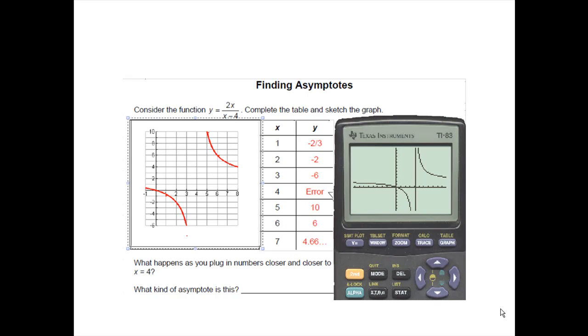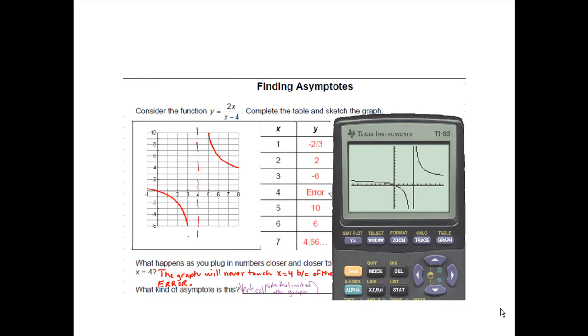When you plot the points and you actually draw the line through them, this is what your graph looks like. Now, the main thing here is that X value of 4, which gives you an error for Y. The reason it does that is because this is what we call an asymptote, and it is a vertical asymptote because it is a line that goes up and down. It sets the limit of the graph.